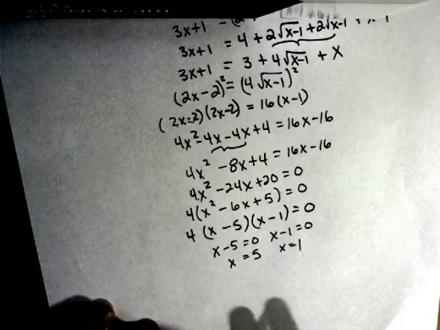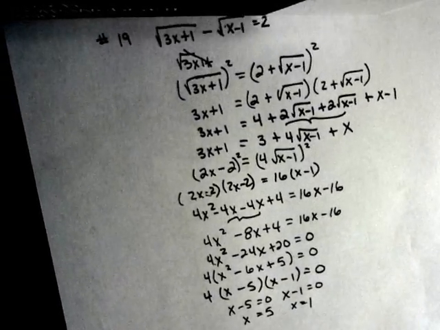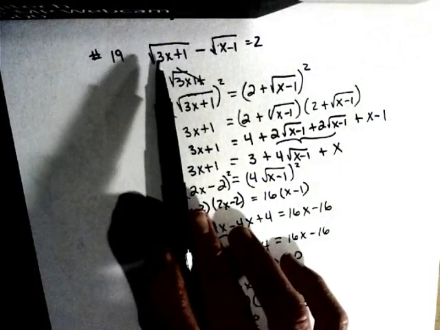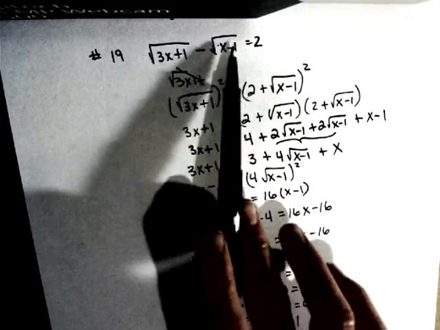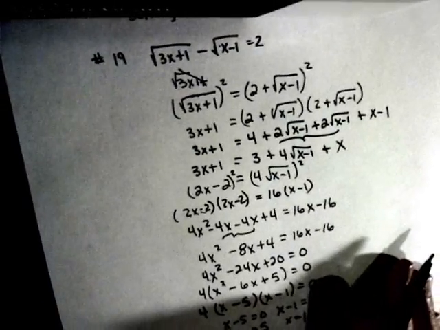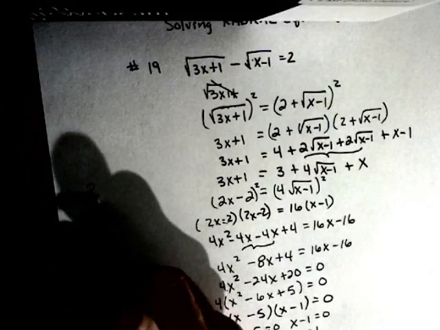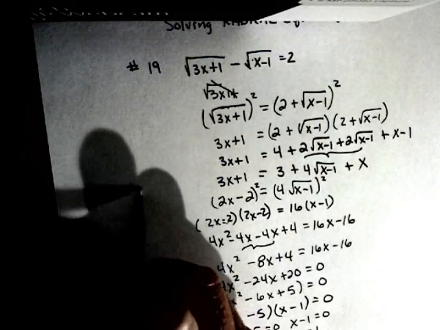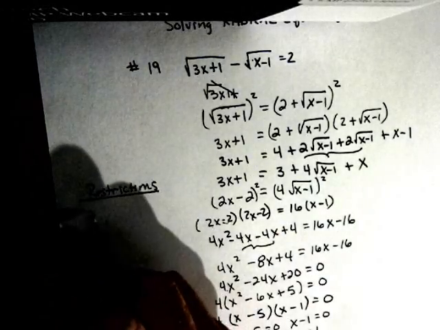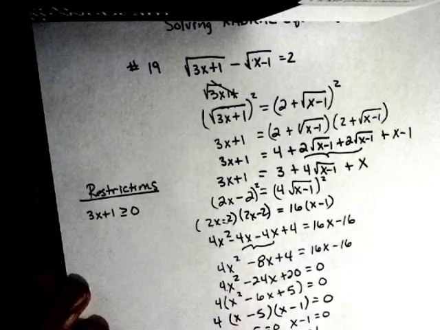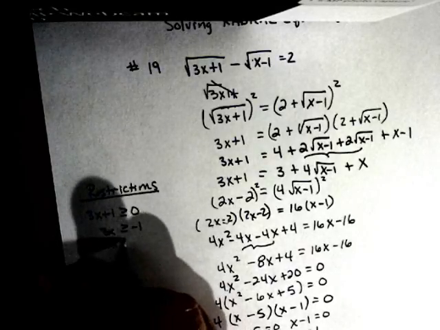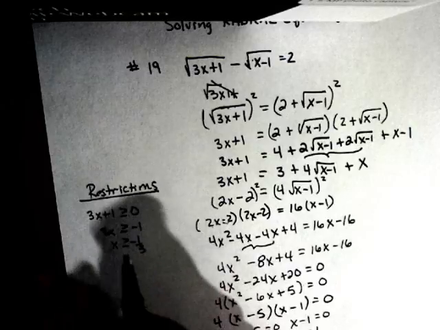Now we have to go back to the first part of the problem and look at any restrictions we might have, because we have some roots. Notice we have positive roots, so we're going to have to make sure that anything underneath the radical is a positive number. So we'll set up our restrictions over here on this other side. Restrictions have to be set. We have to have 3x plus 1 greater than or equal to 0. Has to be positive. So 3x is greater than or equal to negative 1. X is greater than or equal to negative 1/3 is our first restriction.